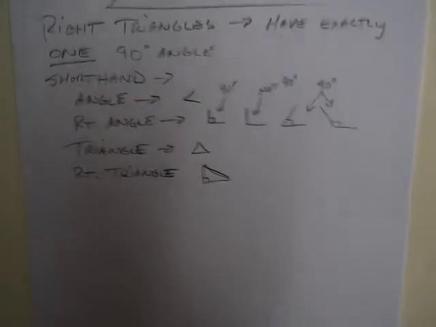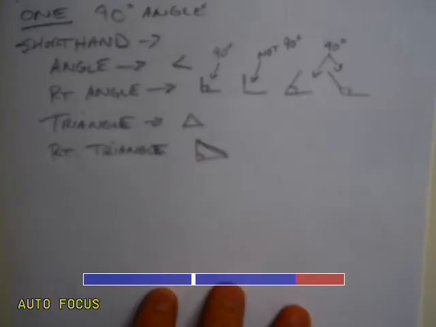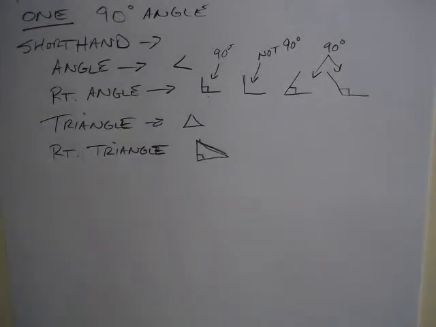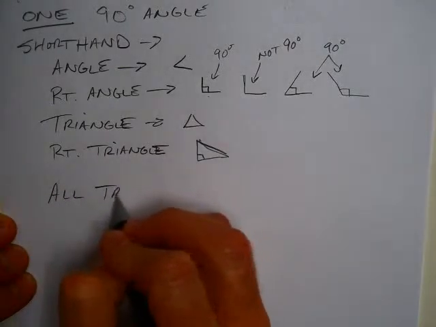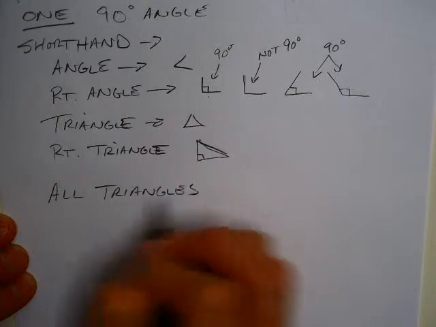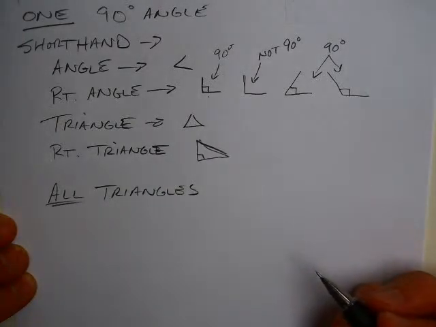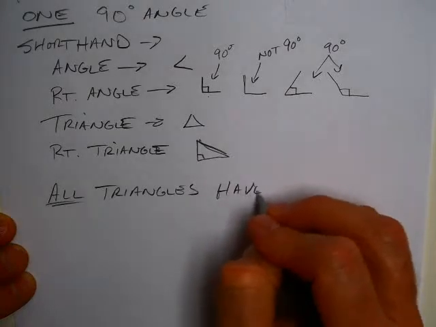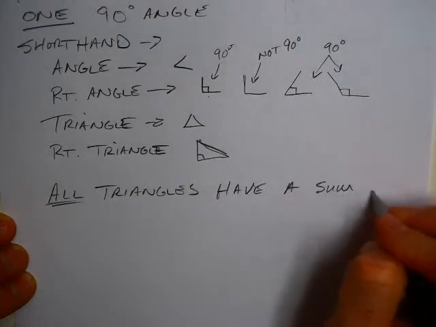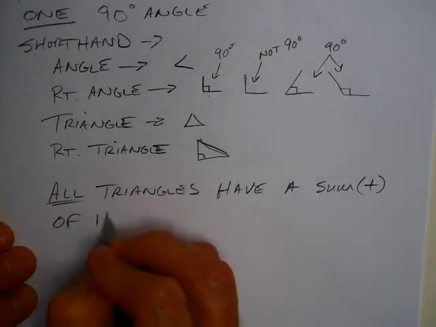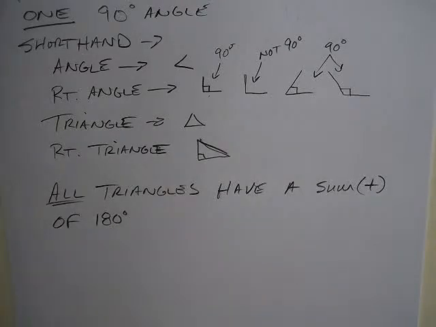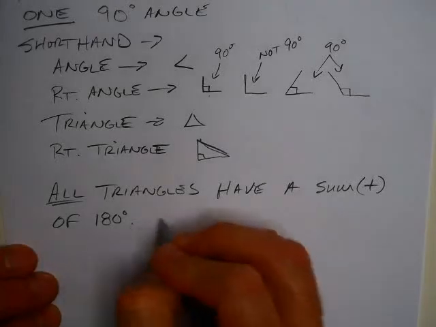And there's actually a whole math on triangles that's really pretty cool. It's called trigonometry. You'll touch on that a little bit next year, I think. All triangles, and when I say all, I mean all, have a sum of 180 degrees. So what that means is if you add up the measure of all the angles in any triangle, you will always get 180 degrees.